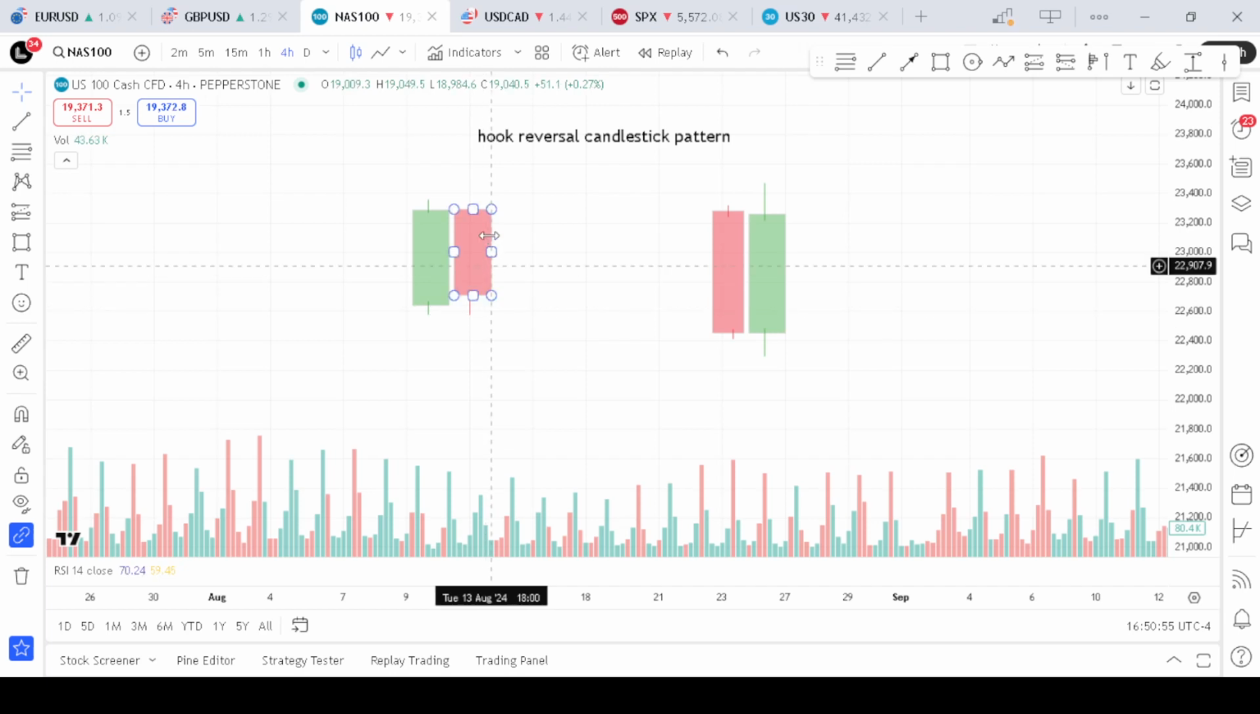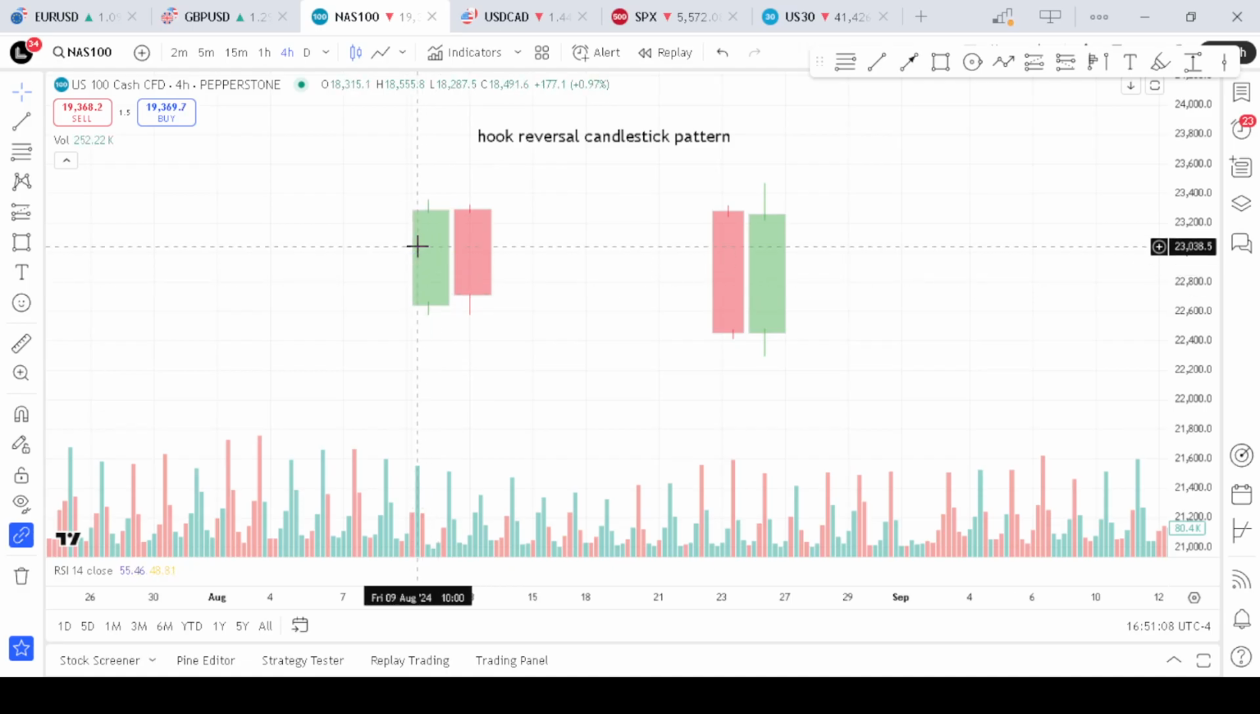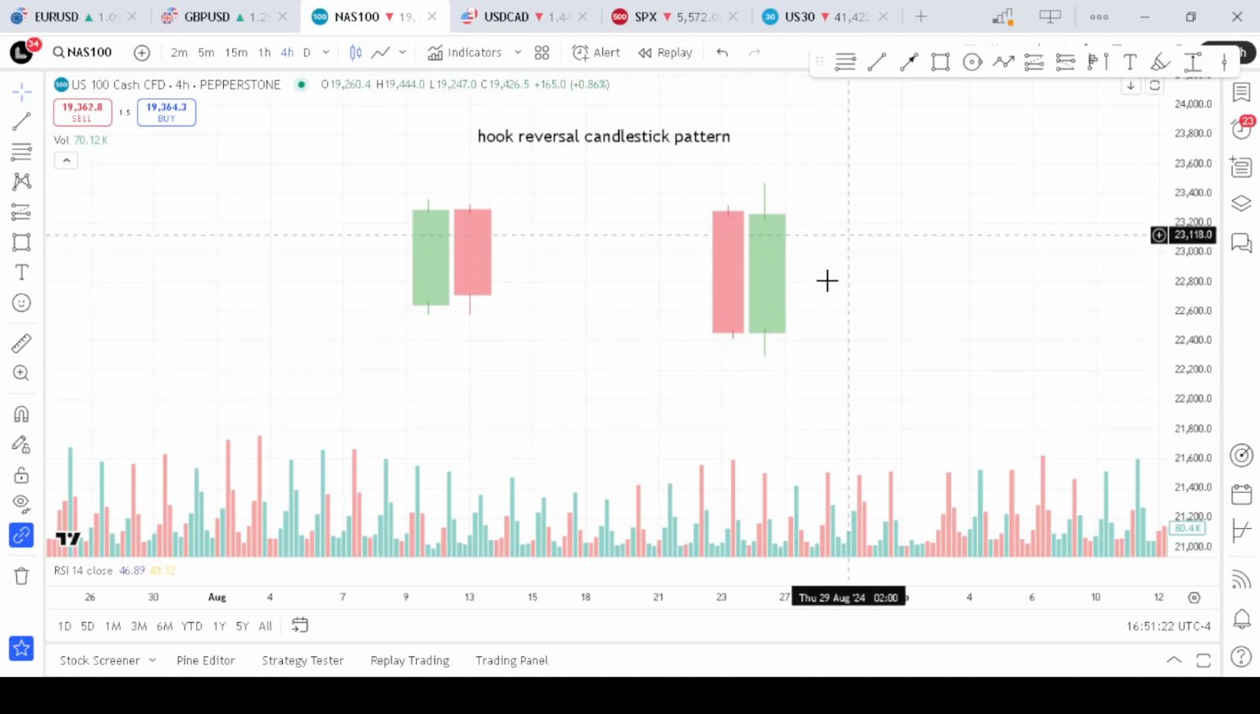Now the second candle opens and closes within the first candle's range. As we can see, the second candle opens here and closes here, both within the first candle's range. The color change in the second candle suggests a potential reversal, and as we can see, this is a bearish candle, signifying that we are reversing from bullish to bearish. The same goes from bearish to bullish. So this is for a bullish, and this is for a bearish reversal scenario.